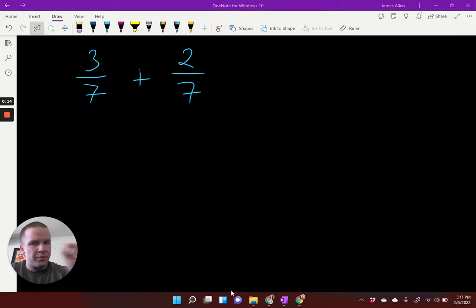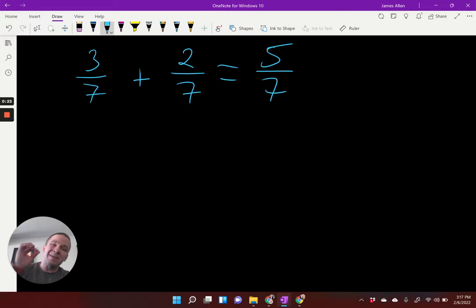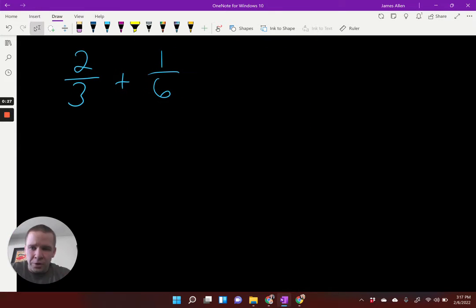So like denominators, both 7s. That's a good thing, right? I'm just going to go ahead and add right across my numerator. 3 plus 2 is 5, if I do recall correctly. The denominator stays the same at 7. This one is donezo. Next one down, we got 2/3 plus 1/6.